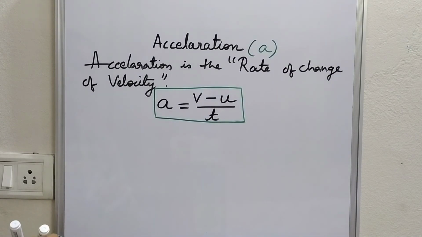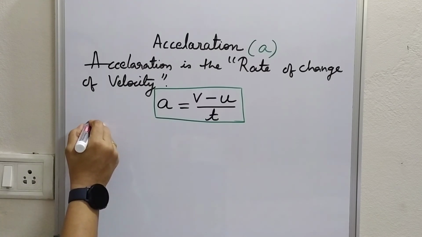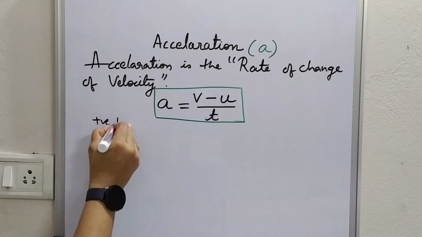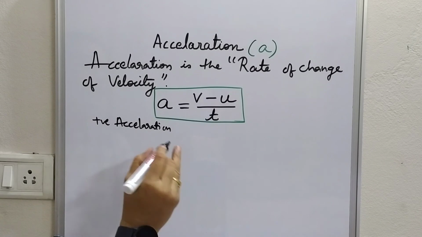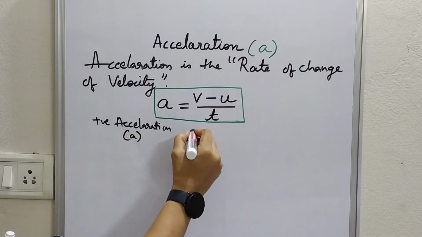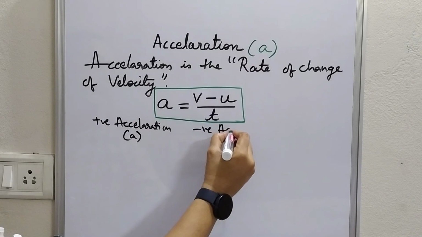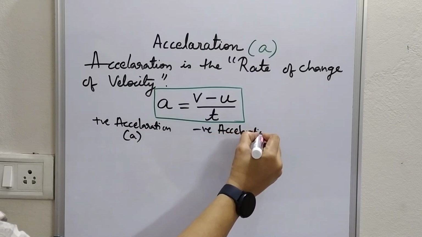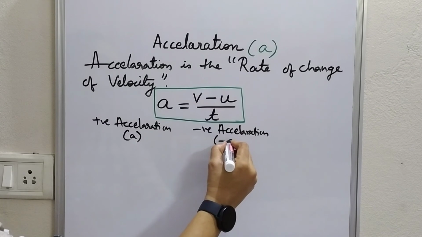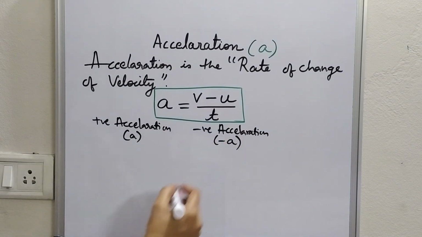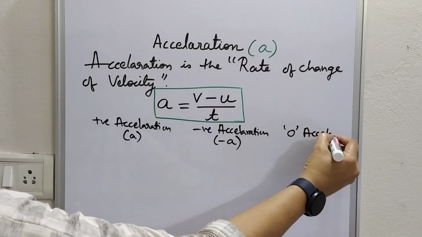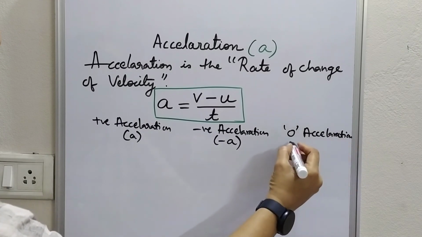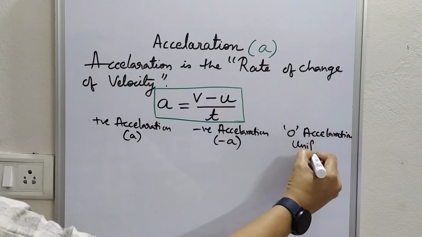Now we can talk about 3 types of acceleration. One is called the positive acceleration, or just acceleration. Then negative acceleration, which means a deceleration or a retardation. And the third one is zero acceleration, otherwise called uniform acceleration.